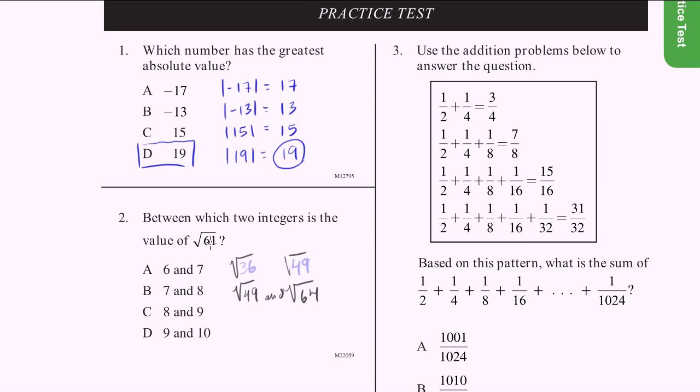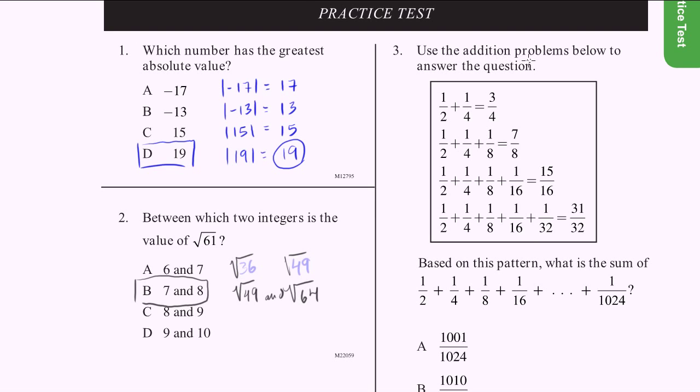Well, the square root of 61 is clearly going to be between these two numbers, right? It's going to be between the square root of 49 and the square root of 64, because 61 is between 49 and 64. So our answer is B. The square root of 61 is between these two numbers, but these two numbers are the same thing as 7 and 8. Next problem, number 3.